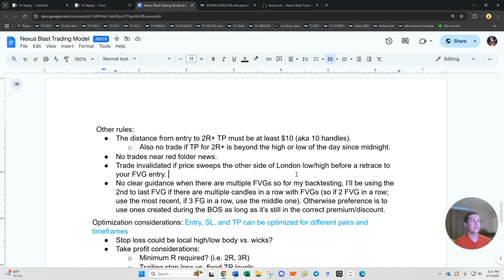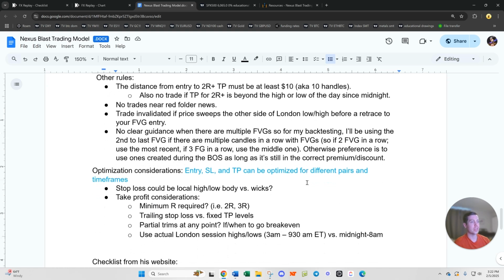So what I've figured out is probably the best way to do it is use the second to last one. So if there's 2 candles in a row with fair value gaps, use the second one. Or if there's 3 fair value gaps, use the middle one. Otherwise, you're mainly just trying to use the one that was created during the break of structure, as long as it's in the right premium and discount range.